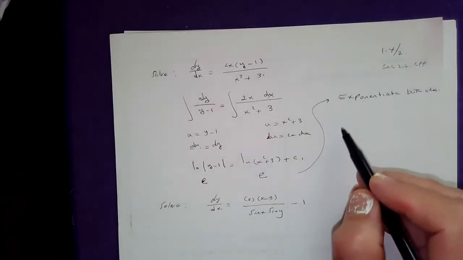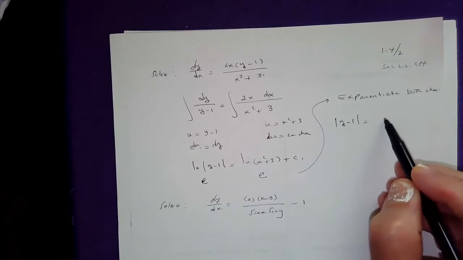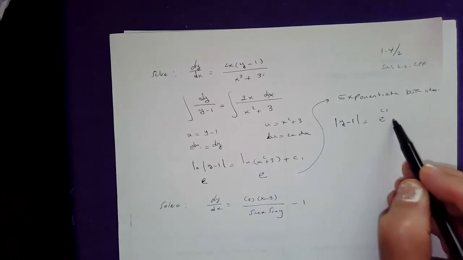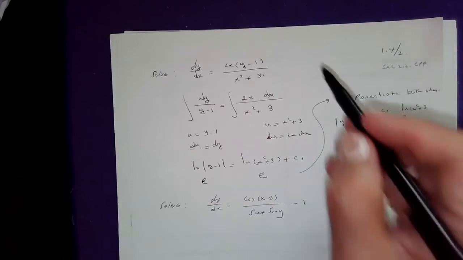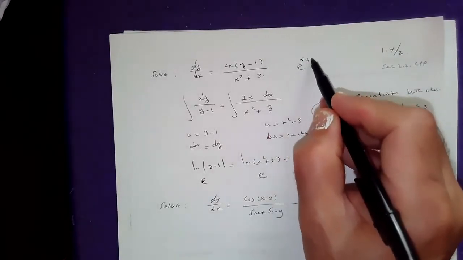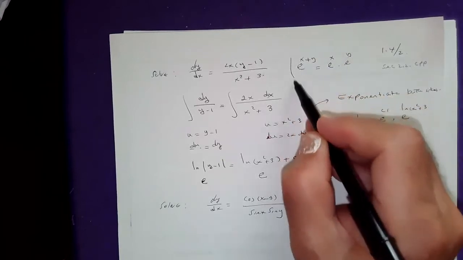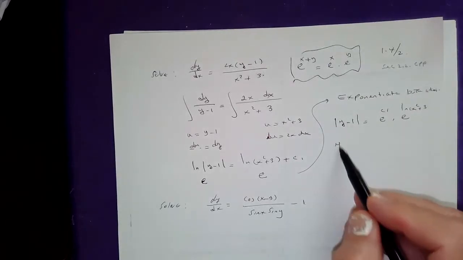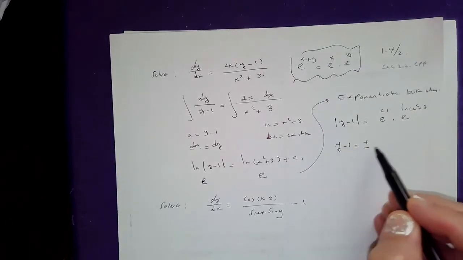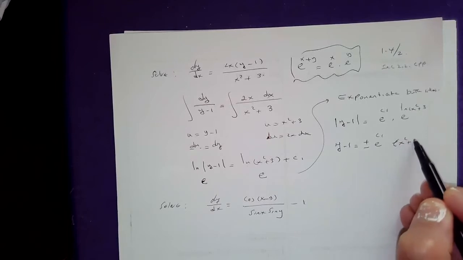So on the left side, you get absolute value of y minus 1. On the right side, you get e to the c1 times e to the natural log of x squared plus 3. Keep in mind, when you have e to the power of x plus y, you can split it as e to the x times e to the y. Okay, you can drop the absolute value bars. Then you have to attach plus or minus to the right side. And e to the power of natural log of something is something.